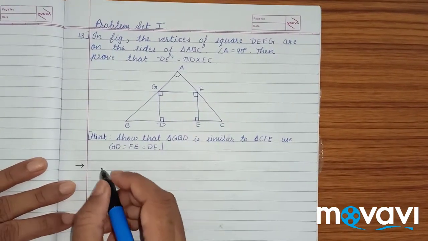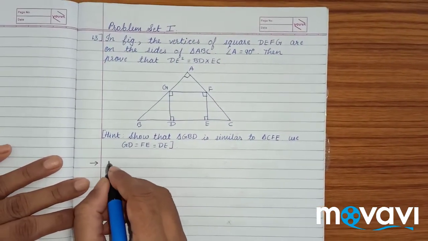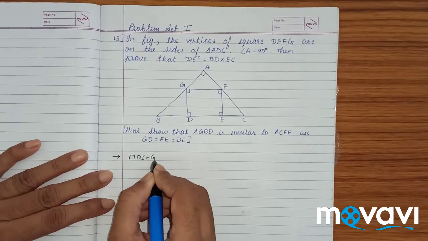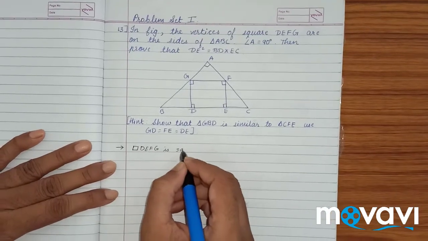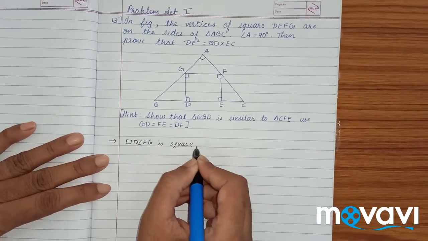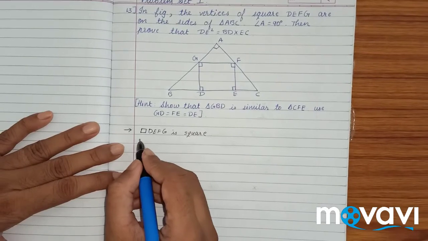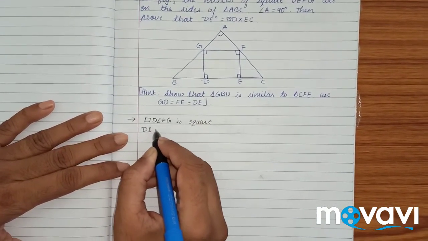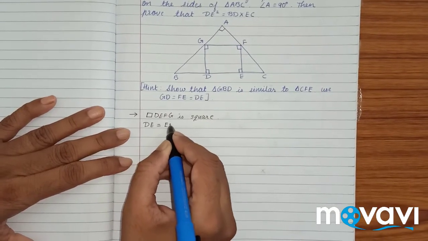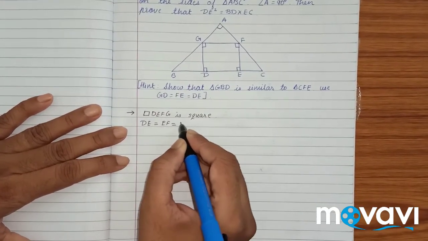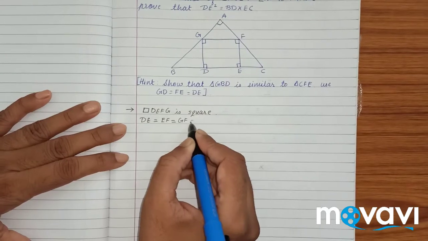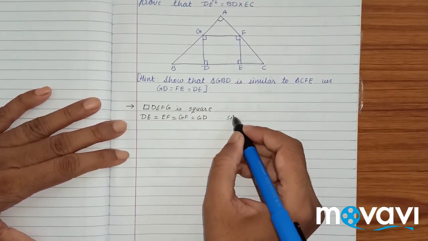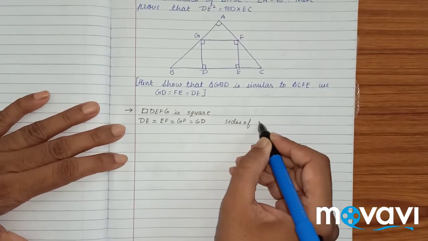First, let us write down what is given to us. It is given that quadrilateral DEFG is a square. If it is a square, all its sides are equal. That is, DE is equal to EF is equal to GF is equal to GD, because they are sides of a square.